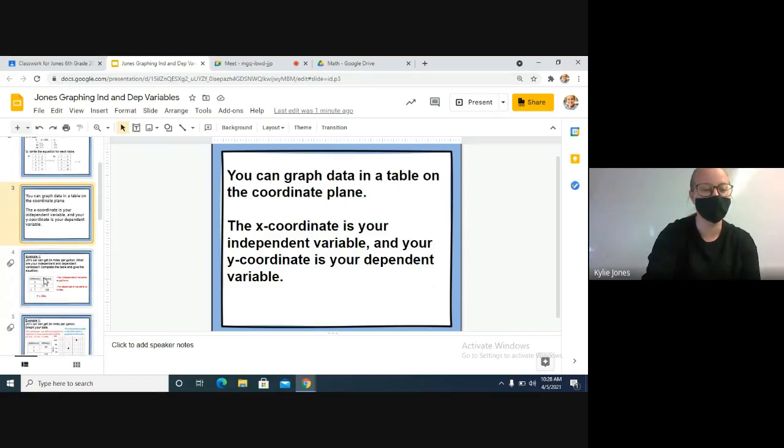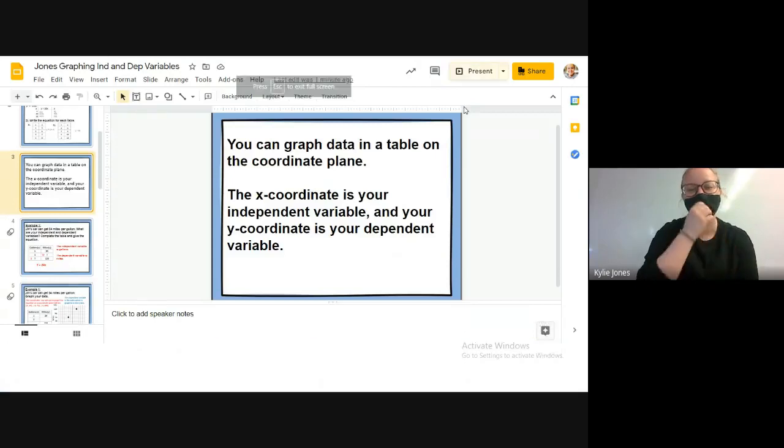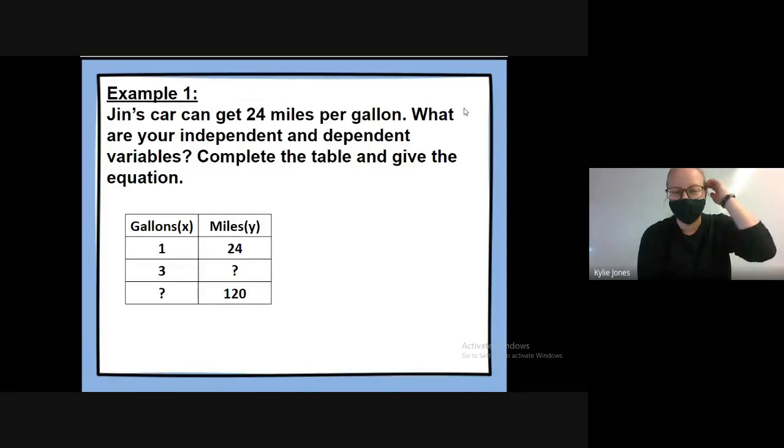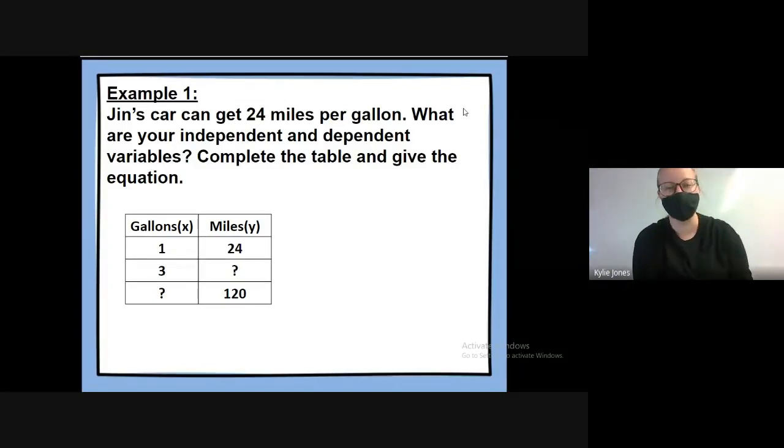Okay, so let's look at an example. I'm going to present it in little bits. Jin's car can get 24 miles per gallon. What is your independent and your dependent variable? Then we're going to complete the table and write an equation. So what is our independent variable? What can change here, the miles or the gallons? The gallons can change. The amount of gallons that you put in your car changes. It doesn't really matter how much you put in, but the amount of miles that you go depends on how many gallons you have.